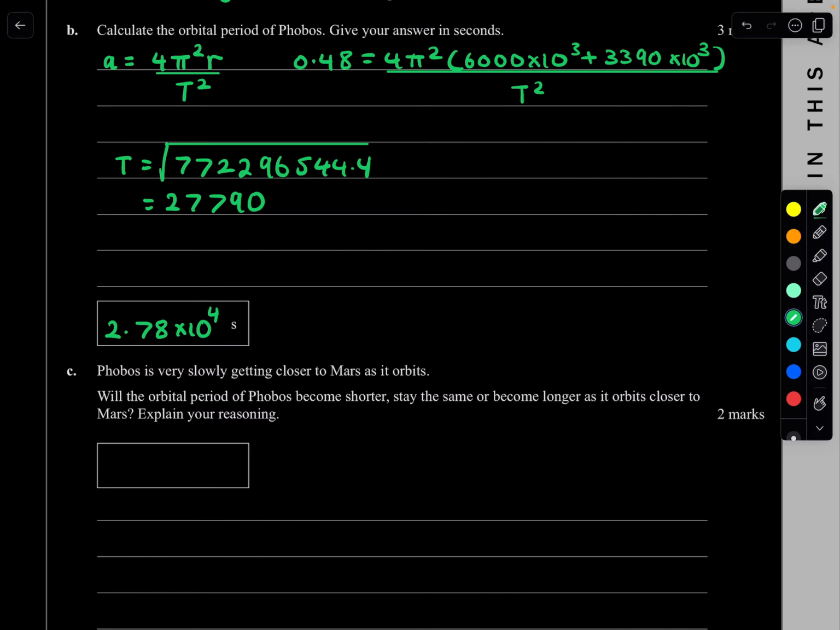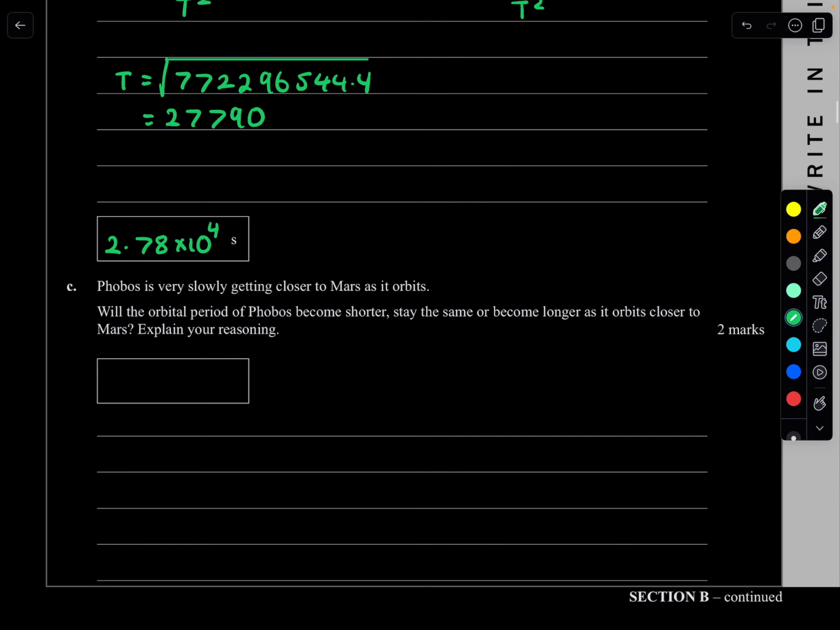Is that right? 1, 2, 3, 4. Yep. Phobos is very slowly getting closer to Mars as it orbits, so basically its orbital radius is decreasing. Will the orbital period of Phobos become shorter, stay the same, or become longer as it orbits closer to Mars? Okay, easy.